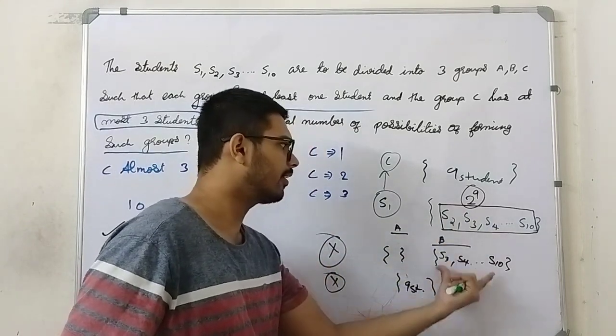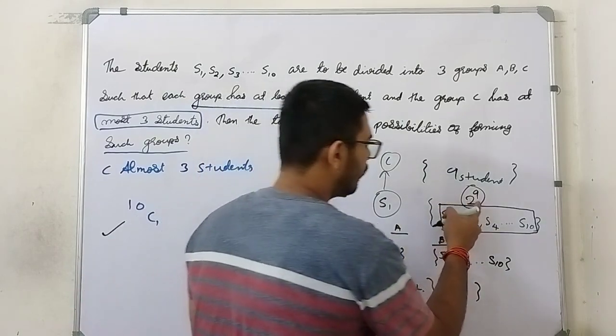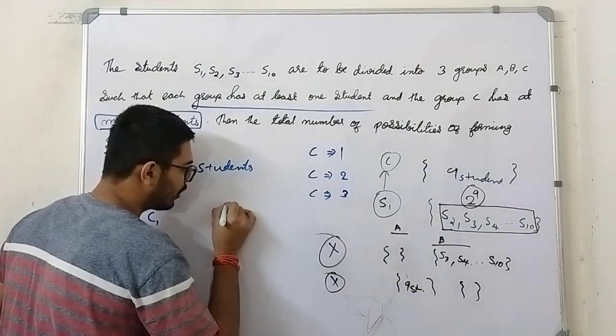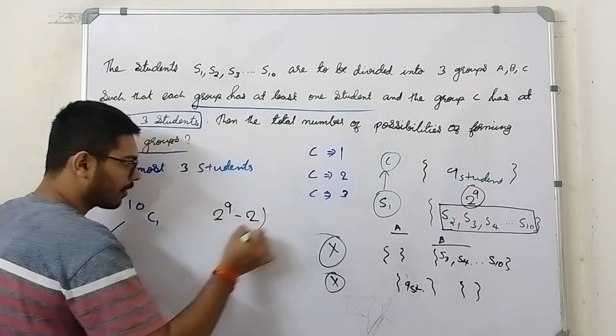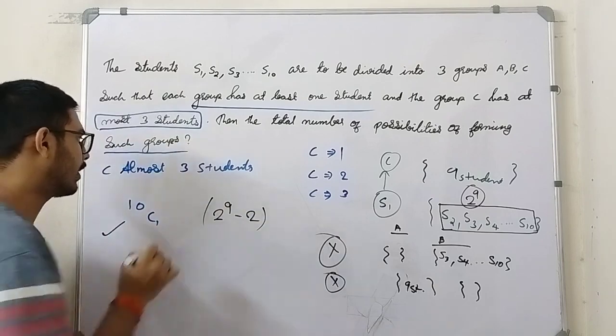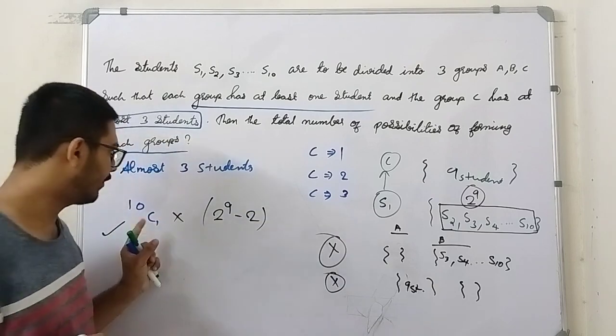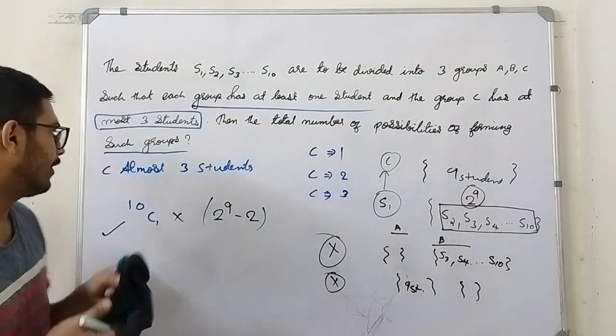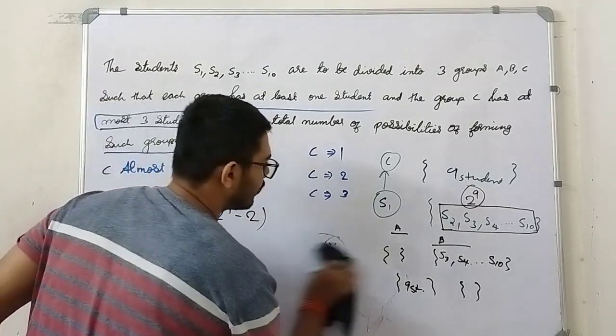The same thing will be happening here. So the number of possibilities of arrangement of A and B is 2 raised to 9 minus 2. So we need to multiply these two. This is the count if C has only one student. Now, if C has 2 students, what will be the answer?